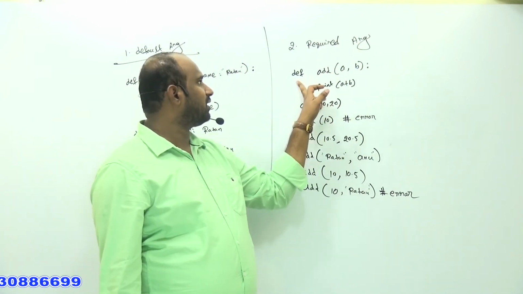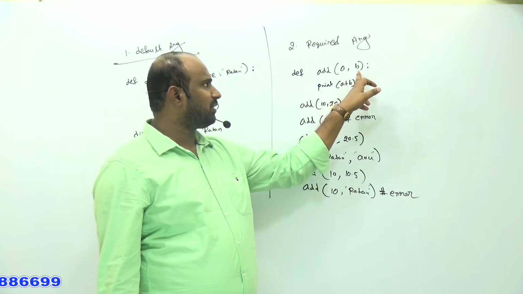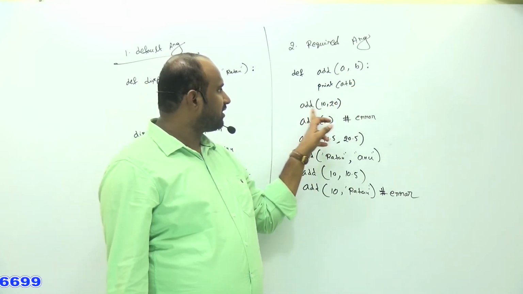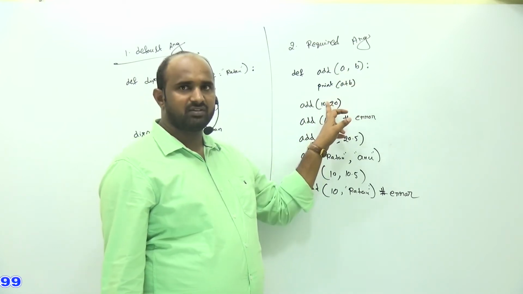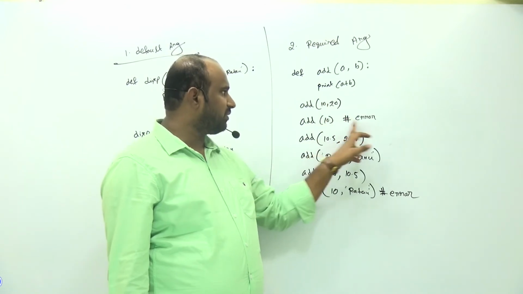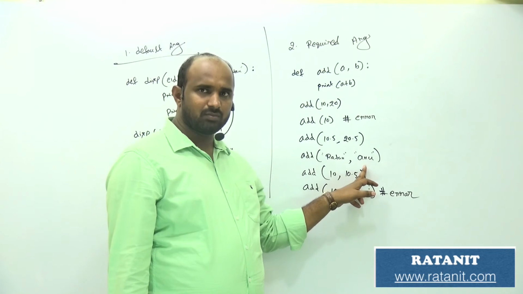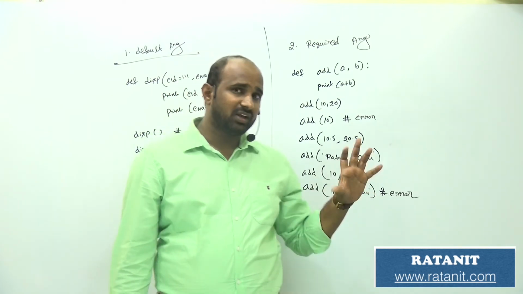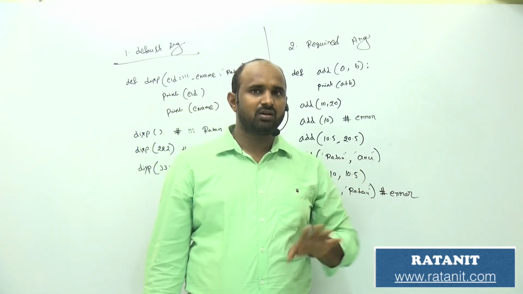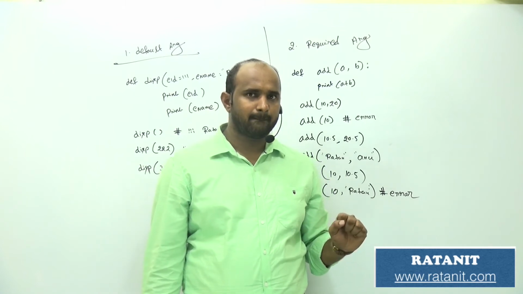Required argument means what? In def function name, we have to pass the two arguments. While calling that function, we must pass the two arguments. Here I am passing one argument, so error message. Two arguments of float type, no problem. Two arguments of string type, no problem. Because in Python we can combine the same type of data but not different types of data.